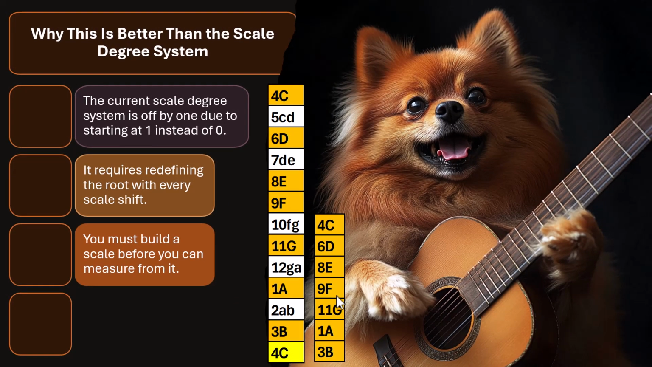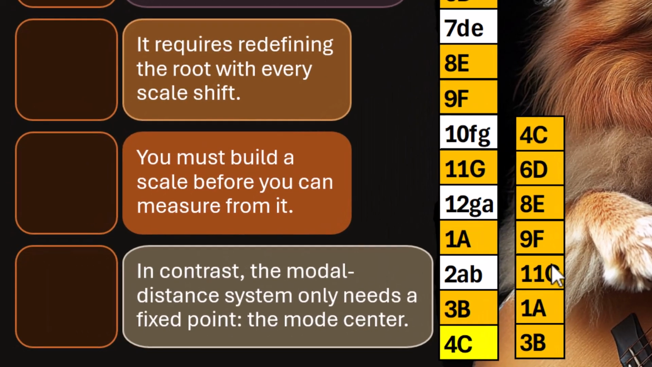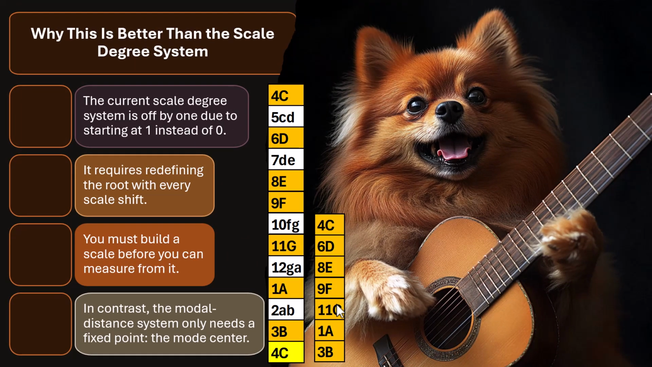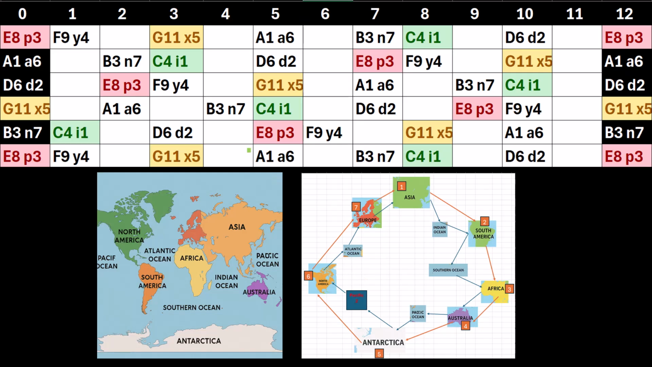We shouldn't have any of those problems if we just measured from that point. In contrast, the modal distance system only needs a fixed point, the mode center. So again, if you were to reconstruct the system, you would just say, hey, look, there's 7 nodes within the system, like 7 points on a map. They repeat on the map up here, but the map is the map.